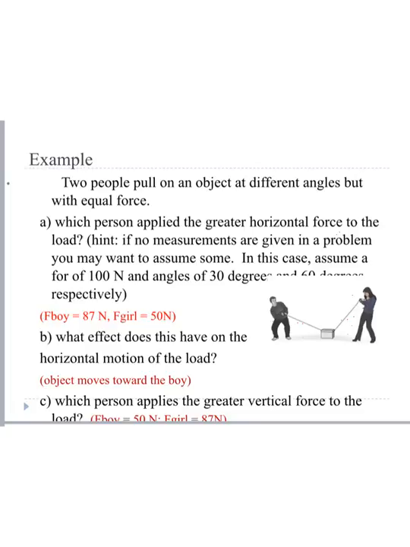If two people pull on an object at different angles but with an equal force, part A, which person applied the greater horizontal force to the load? So hint, if there's no measurements given in a problem, you may want to assume some. In this case, you can assume there is a force of 100 newtons and angles of 30 degrees and 60 degrees respectively. So we're going to do that part first.